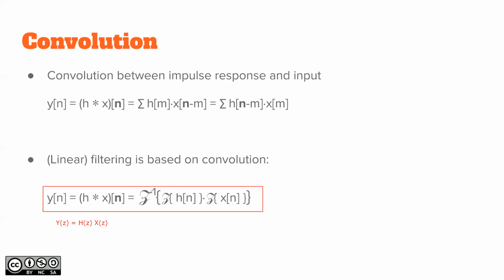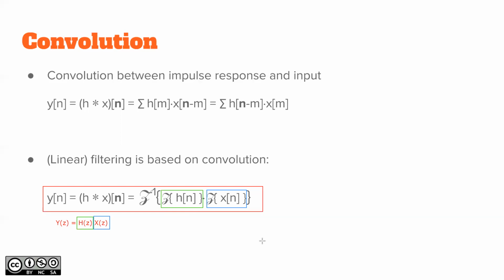You have the Z transform of the system transfer function, which is just the transfer function here, times the Z transform of the input, like that. And in the frequency domain, it's a simple multiplication.